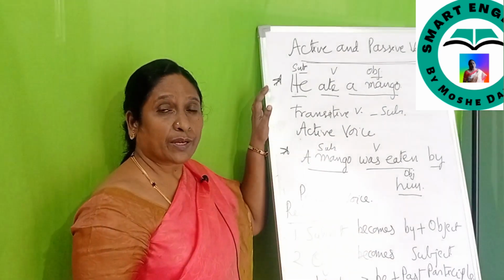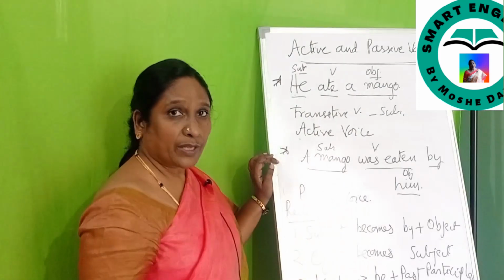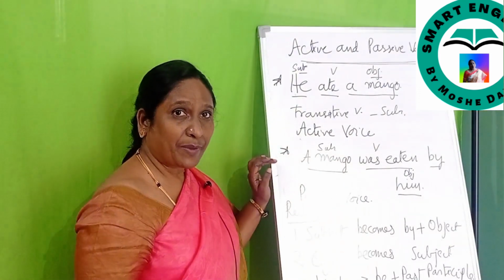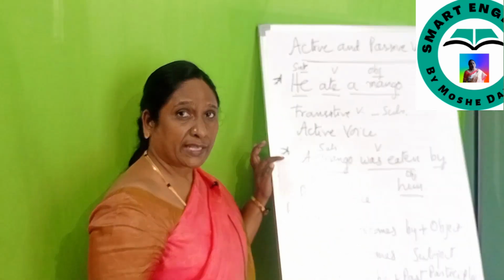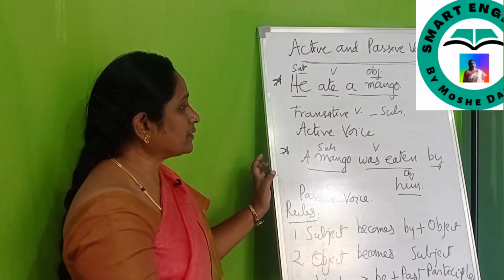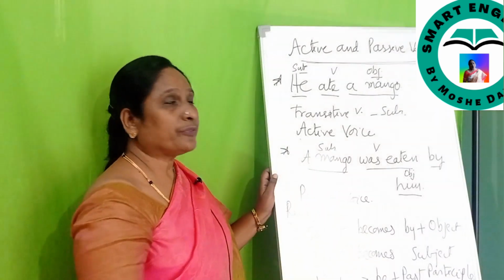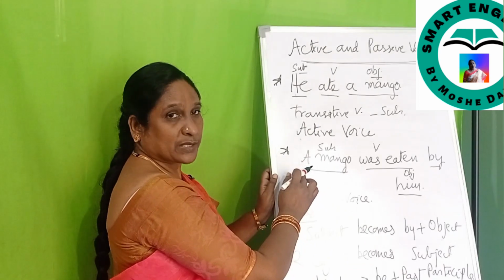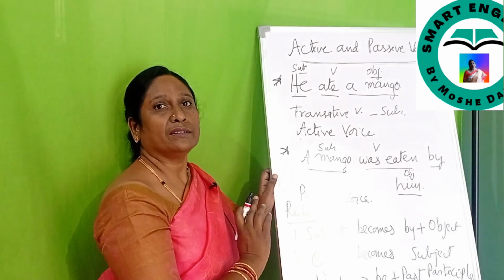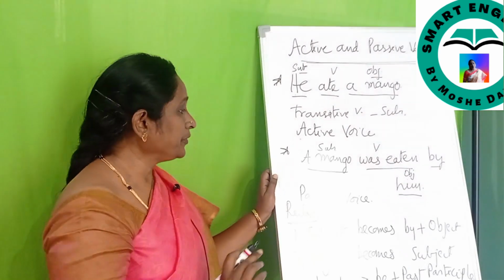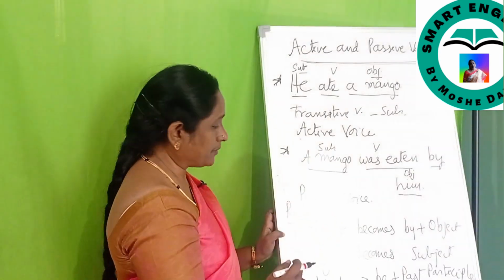Right? The first one is in active voice. She ate a mango. And the other one, when we write the sentence in passive voice, the structure of the sentence is like this. A mango was eaten by him. When you look at the meaning of these two sentences, the meaning is the same. There is no change in connection with the meaning. Right? So, now let us see the rules, how we applied this.